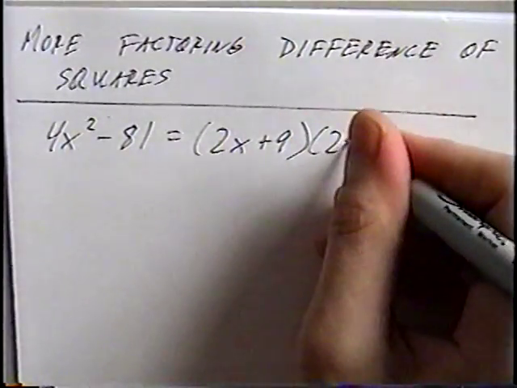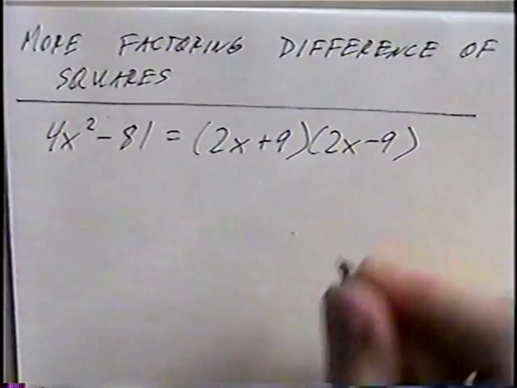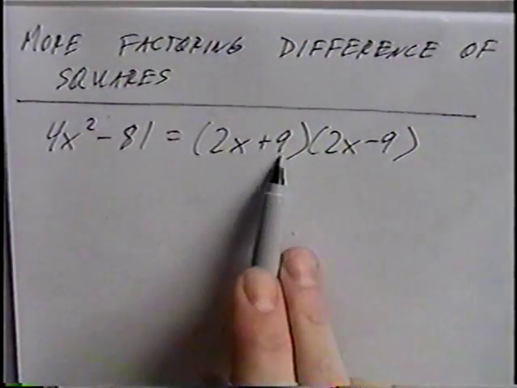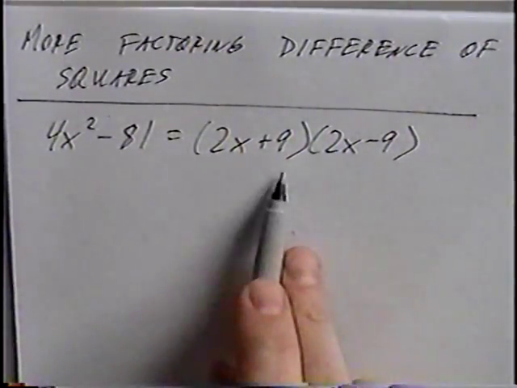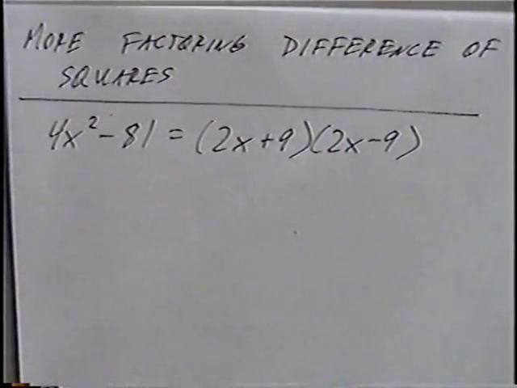Same steps as before. The second answer is exactly the same, except it's minus 9. So 4x squared minus 81 factors to 2x plus 9 and 2x minus 9. Again, these two parentheses you could switch around, have the minus 9 first and the plus 9 second.